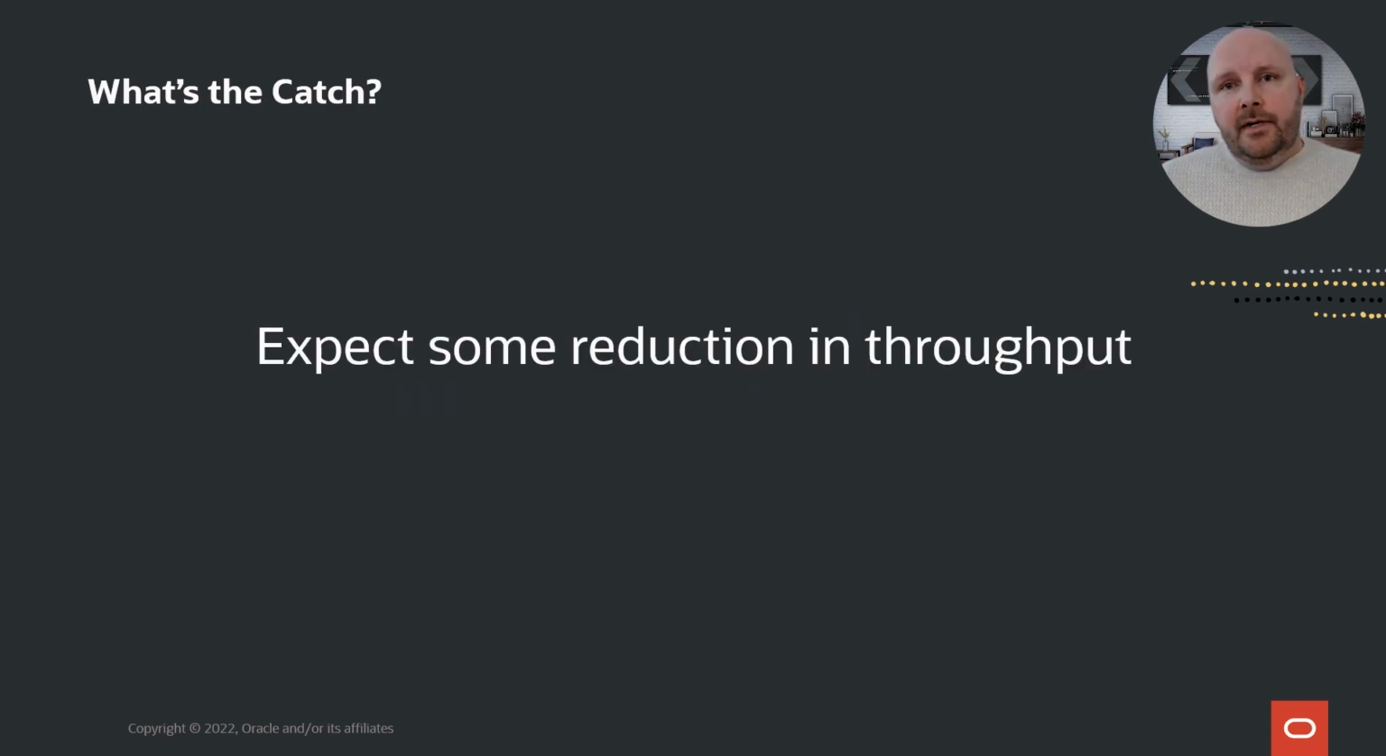So what's the catch, you might wonder? Well, as always, there are trade-offs. And for ZGC, you should expect to see some amount of throughput reduction when comparing ZGC to Parallel GC or G1 GC, which are more throughput-oriented GCs. So how much reduction should you expect? Well, it's hard to give a generic answer to that because it very much depends on the workload, but expect to see a few percent, maybe 10% in some cases. And in some cases, you won't see much reduction at all.